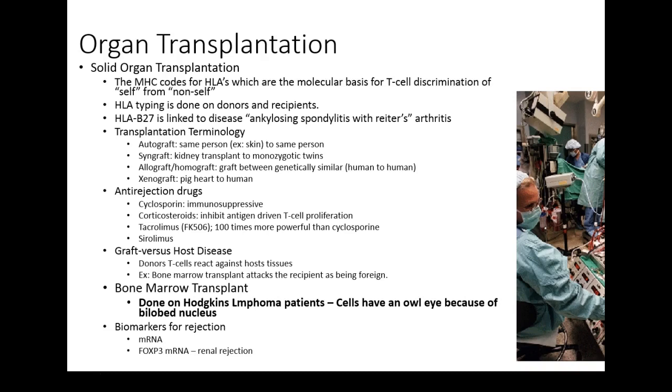They do bone marrow transplants sometimes on cancer patients. It's done on Hodgkin's lymphoma patients. And I'll just put a little plug in here that the cells of a Hodgkin's lymphoma have those little owl eyes and that bilobed nucleus. You probably learned about that, or maybe you will be learning about that in Heme 2. No, you did learn about that in Heme 2.